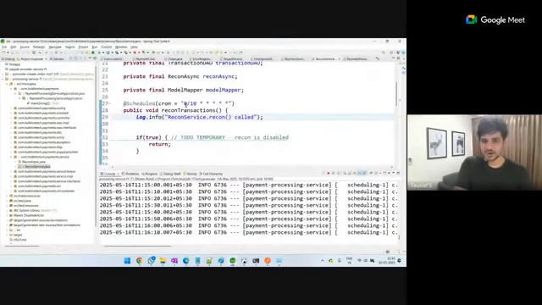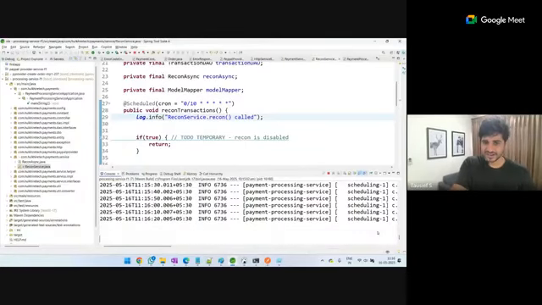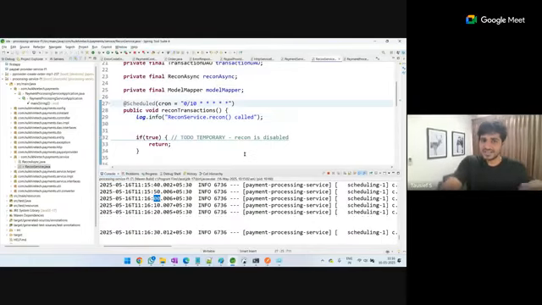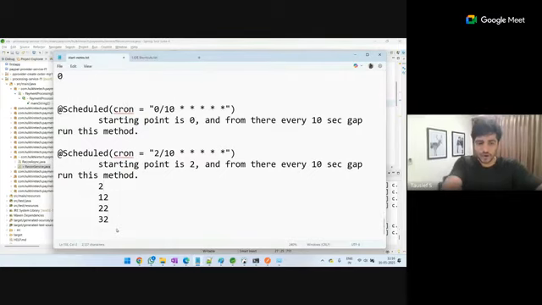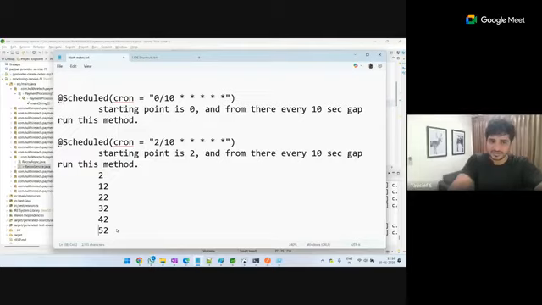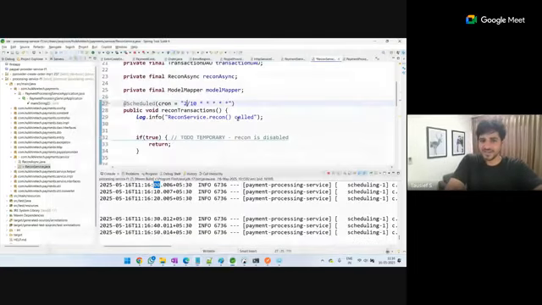Currently when you put a 0 or a star, it runs at a fixed 10, 20, 30, because it is counting the beginning as 0. But if we change the pattern, like instead of 10, let's call it 2, the occurrence becomes 2, 12, 22, 32, 42, 52, and again 0, 2. This cycle keeps repeating over and over again. Let me save it right now and see what happens.